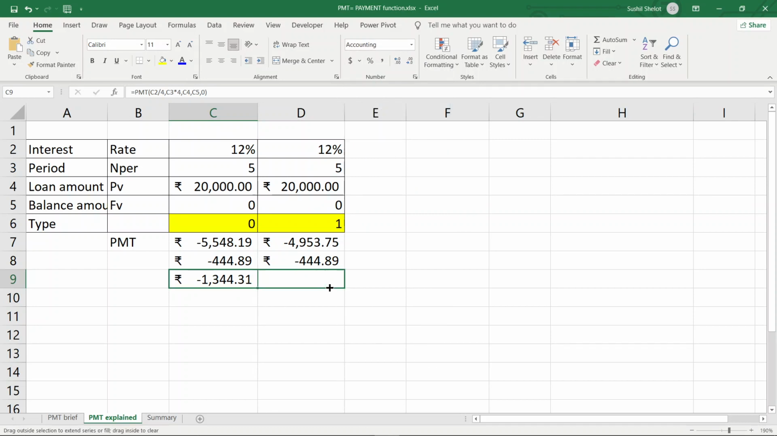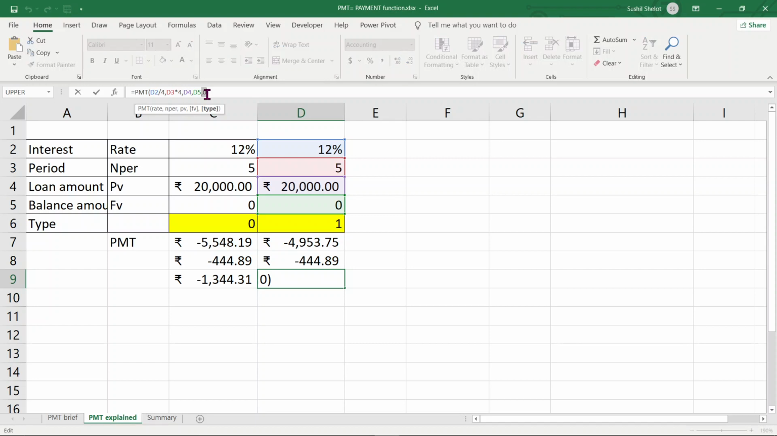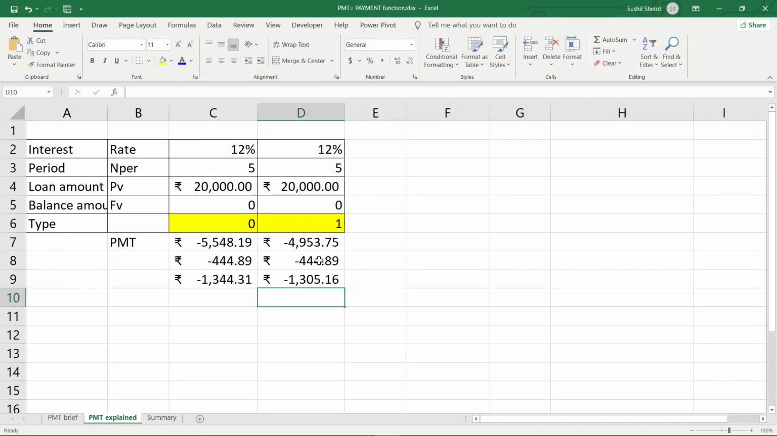If I opt to pull this function to the next cell, over here I have to go and change the type to 1. So what does it reveal when I make it 1? There it is, the value changes over here. So I have to correct the function in the previous case also. There it is. So if you see, at the beginning of the month, if you have to pay, the values turn out to be different.